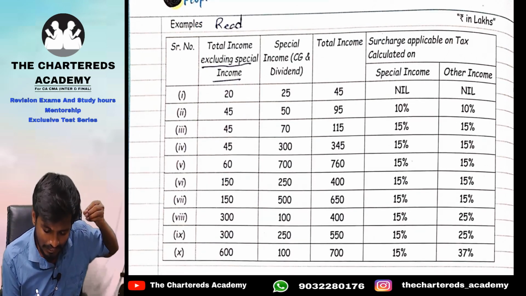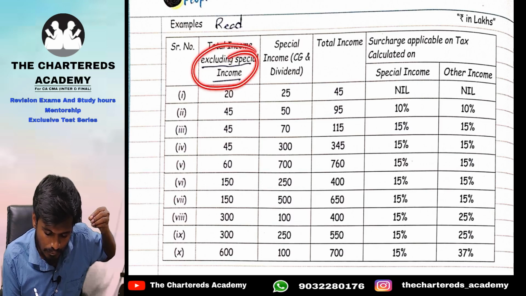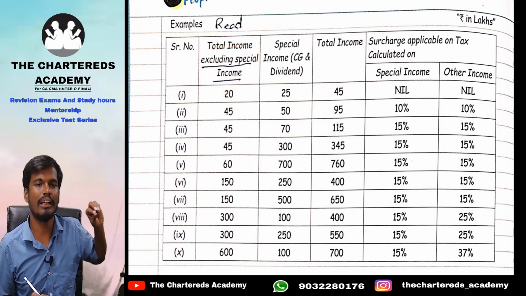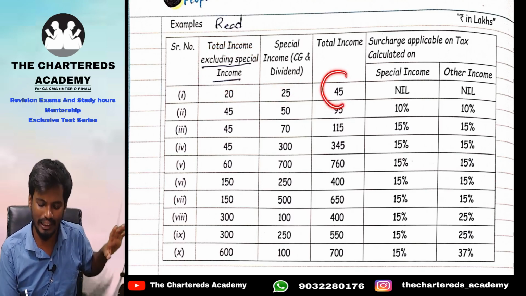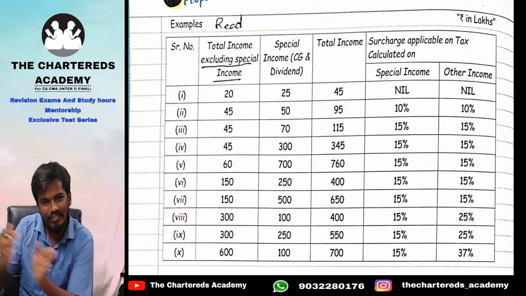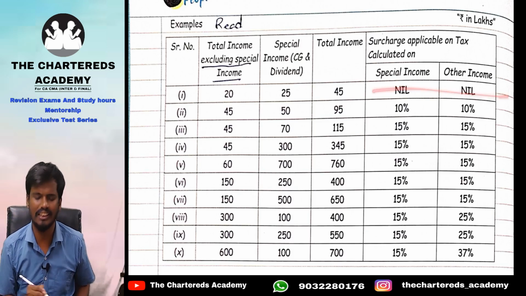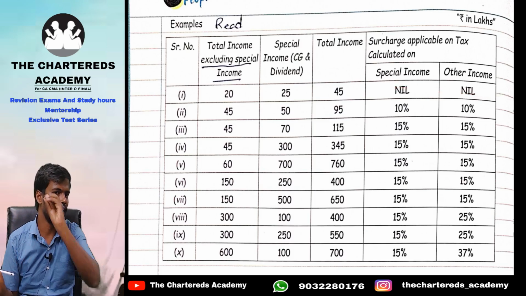Sir, my total income excluding specified income is 20 lakhs, and specified income is 25 lakhs. Guys, total income is 45 lakhs. Our total income is up to 50 lakhs. There is no question of surcharge.